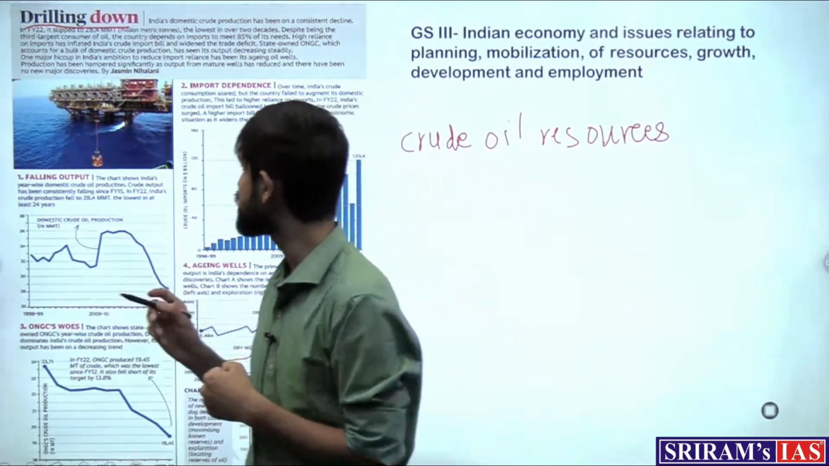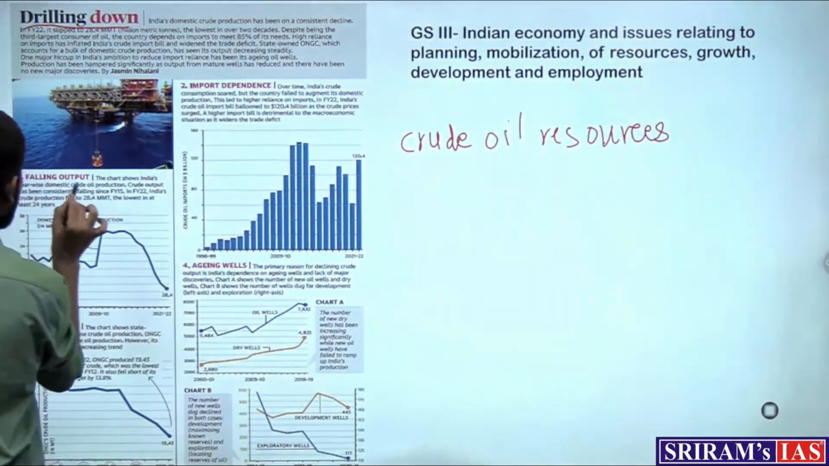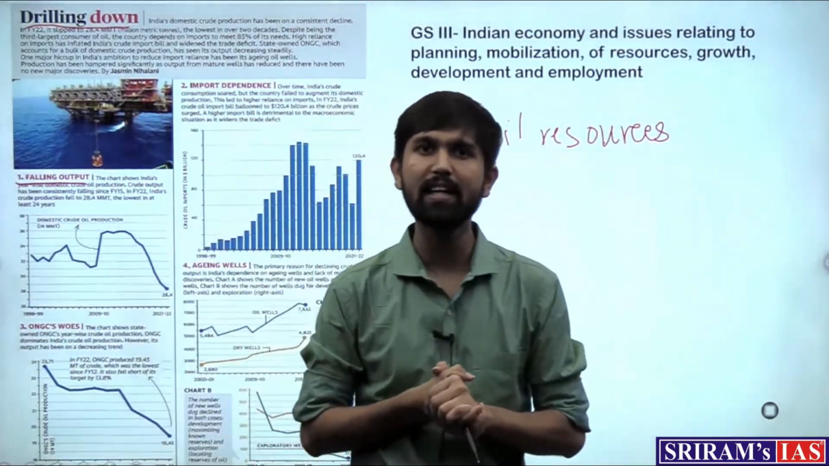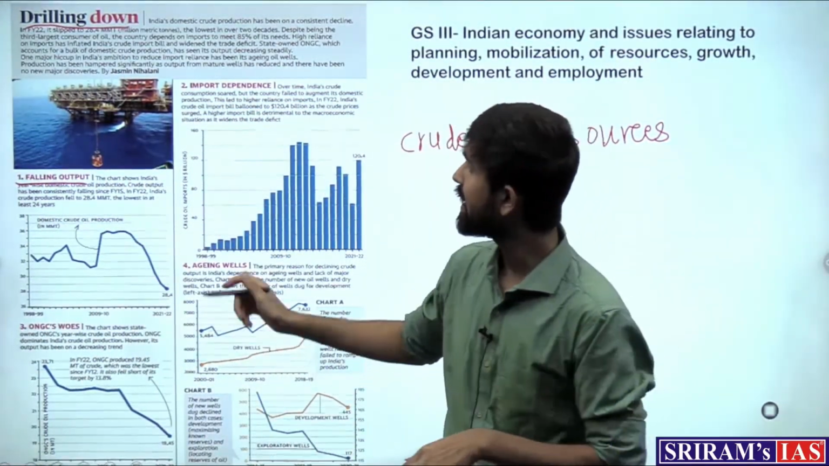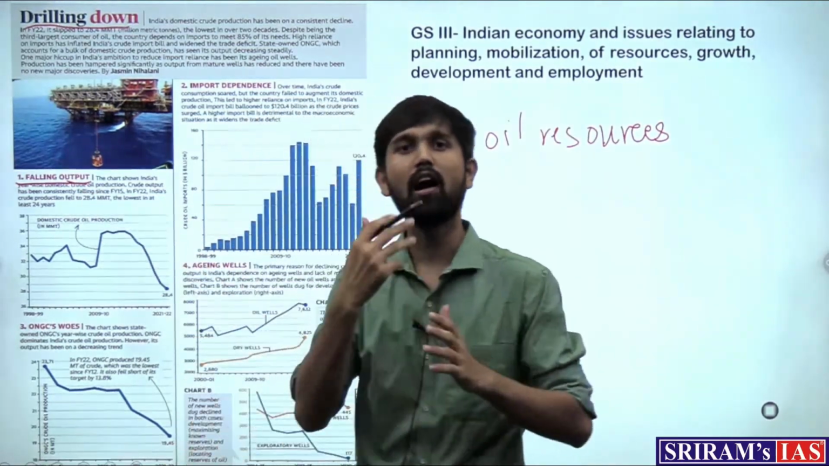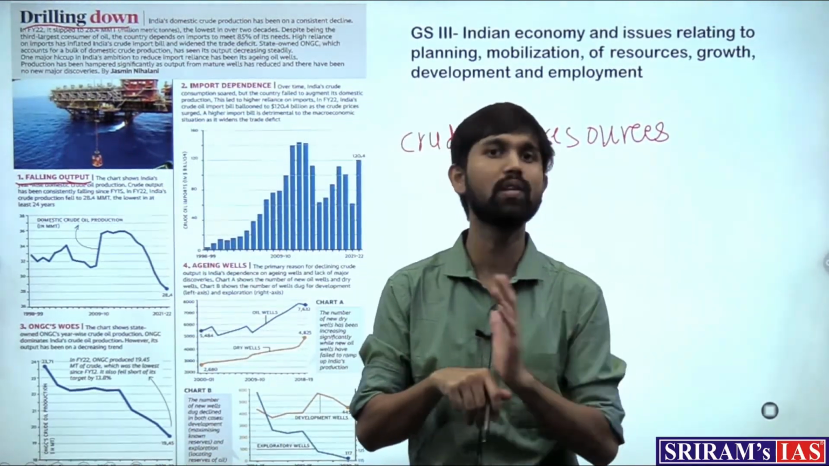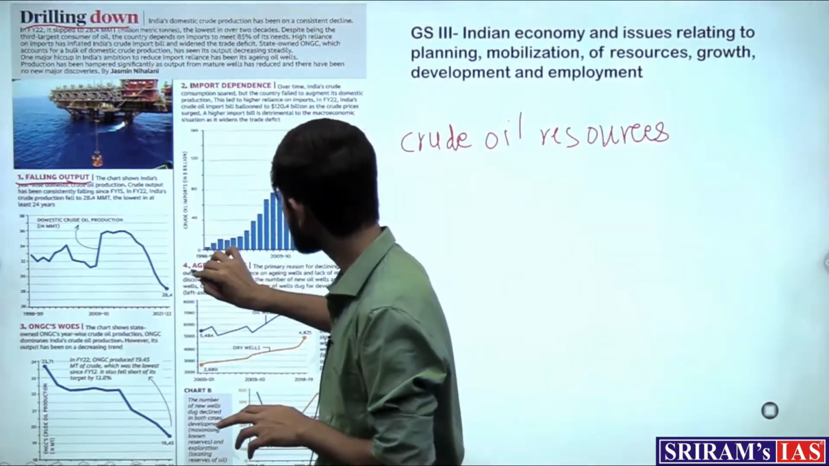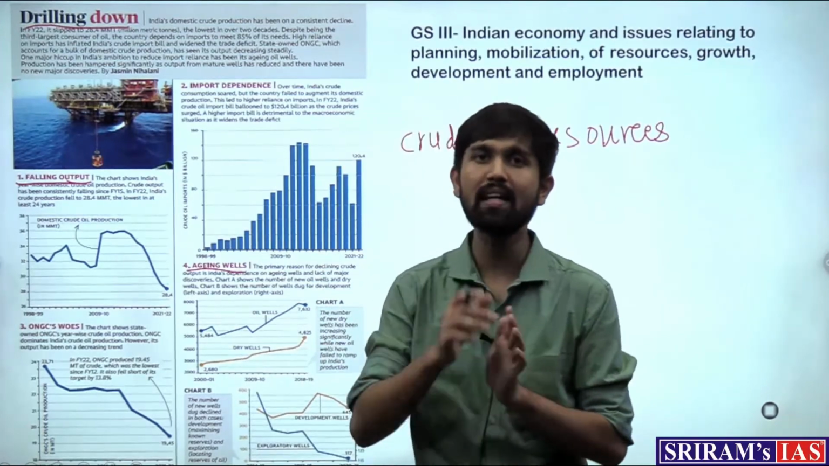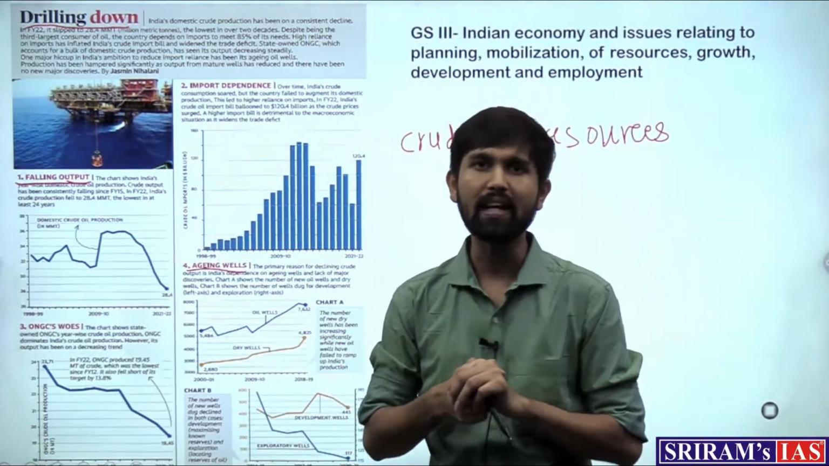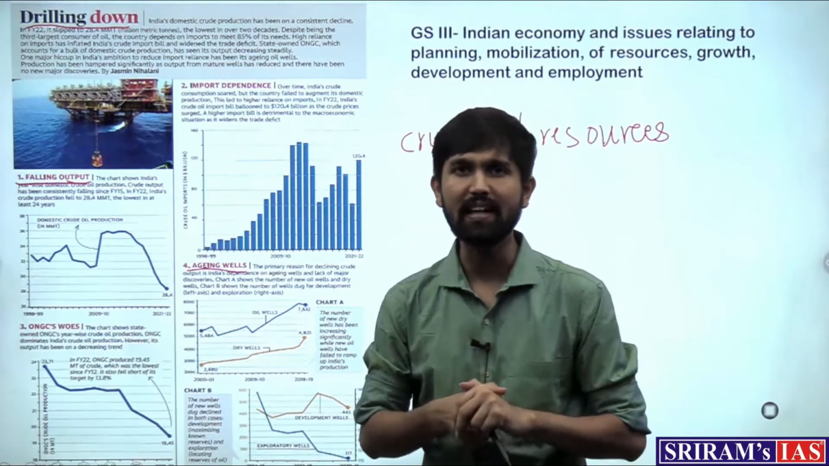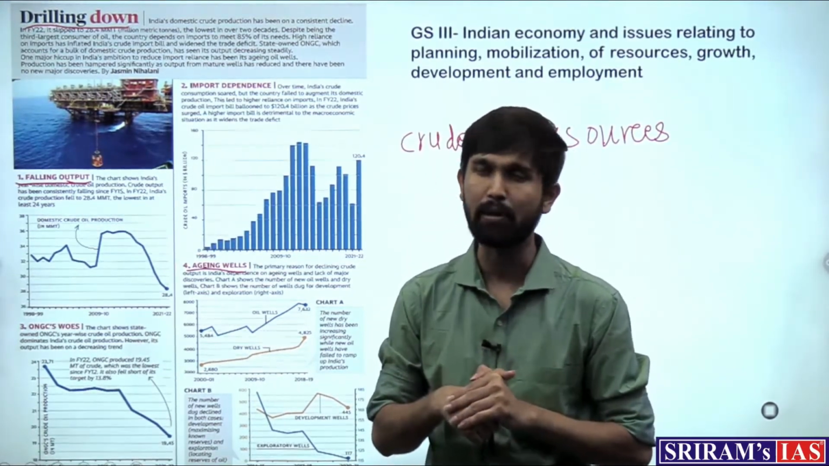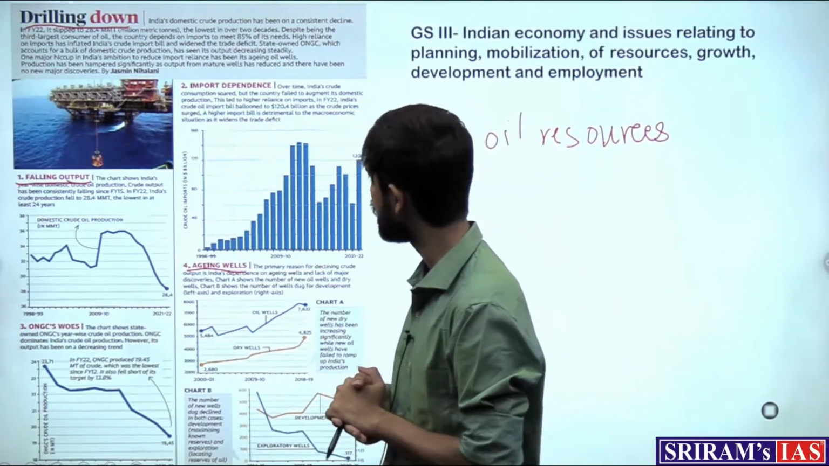The reasons which the article gives are, first, falling output: the existing companies which are extracting oil from the crude oil reserves, their output has been falling. The amount of crude oil they have been extracting over the years has been falling. And one reason they give is aging wells, which means that the oil wells from which we are extracting oil are aging, they are getting old, and new discoveries of oil have not really happened. So that is said as one reason.